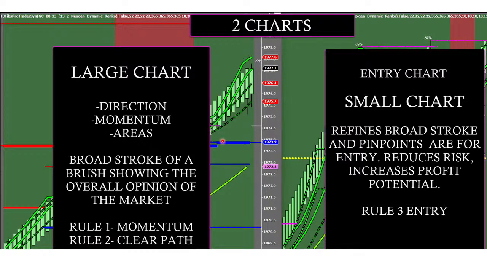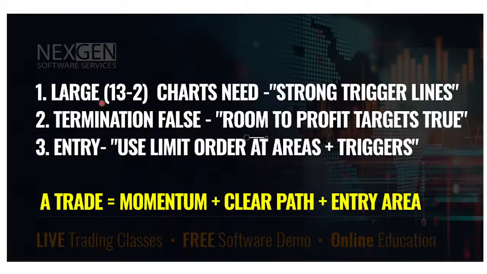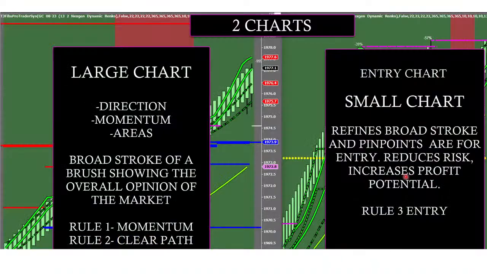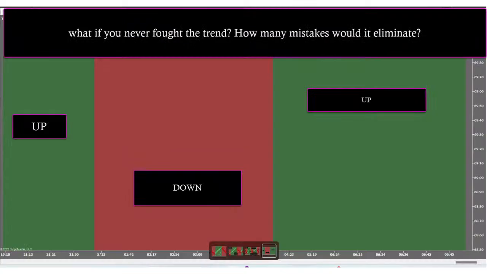So only 2 charts, guys. And everything starts with rule number 1. And rule number 1, let me go back again, says that your large chart needs strong trigger lines. So we're going to define strong trigger lines. And I'm going to tell you right now, large chart also defines direction. And you can't have strong trigger lines if you're not trading with the direction. So it's literally impossible to have rule number 1 met if you're fighting the trend.